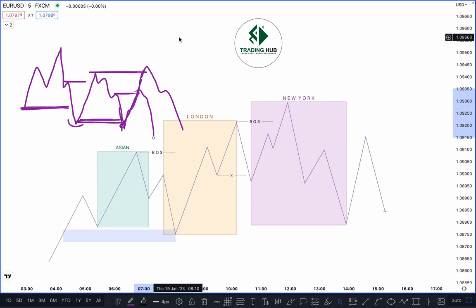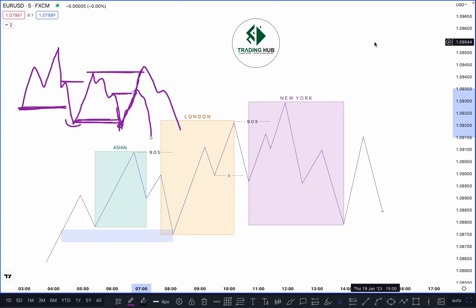In a day, one session will be manipulated. In a very rare case, you will see Asian, London and New York, all 3 sessions bullish or bearish in a row. You can understand it like this: in a day, one session will be manipulated. Those sessions can be Asian, London and New York. Right, you have to remember 2-3 things only.